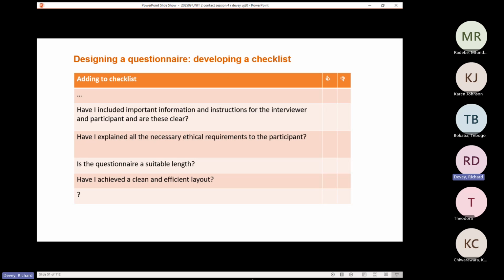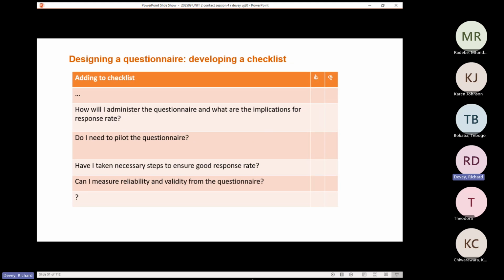Is the questionnaire a suitable length? Have you achieved a clean and efficient layout with your questionnaire? Do I need to pilot the questionnaire? I think Mfuna also mentioned the piloting of the questionnaire. How will you administer the questionnaire, and what are the implications for the response rates?